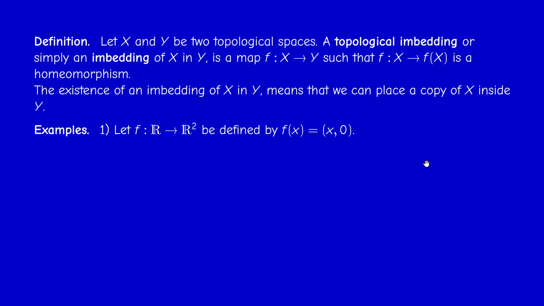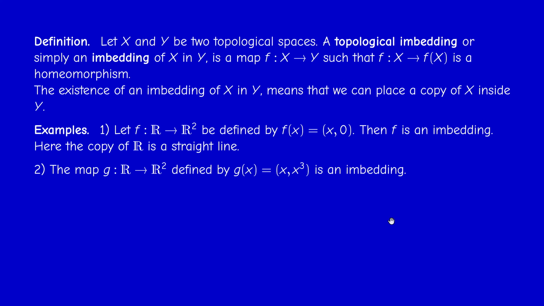And now I'll give examples, of course. You can put a copy of the real line in R2 just by taking the line x to the horizontal line of coordinates x, 0. So this is of course an embedding. Of course, it's not a homeomorphism because R and R2 are never homeomorphic. Actually, they are not homeomorphic. I will tell you why later. Why R and R2 are not homeomorphic, but we can put a copy of R into R2.